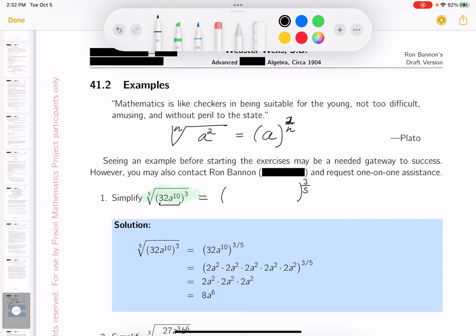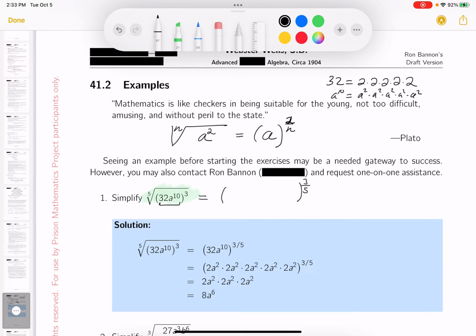Let's see if you can write down 5 factors for 32. I think it's pretty easy. Like if you did 32, what would you get? 2, 2, 2, 2, 2. 2 times 2 is 4, times 2 is 8, times 2 is 16, times 2 is 32. If you looked at A^10, though, and someone said, what are the 5 factors there? It would be A squared, A squared, A squared, A squared, A squared.